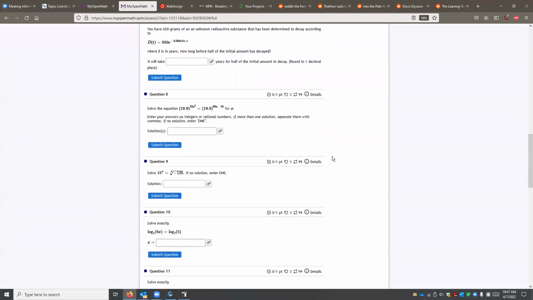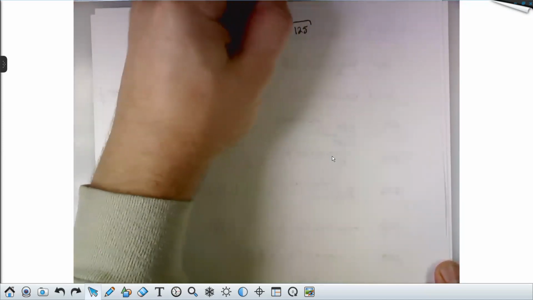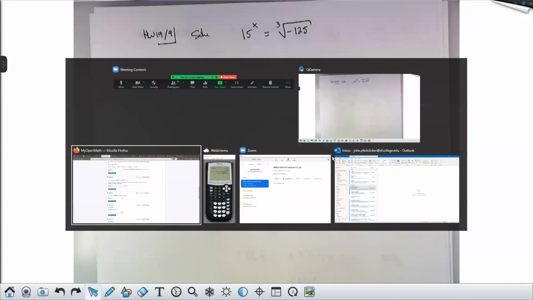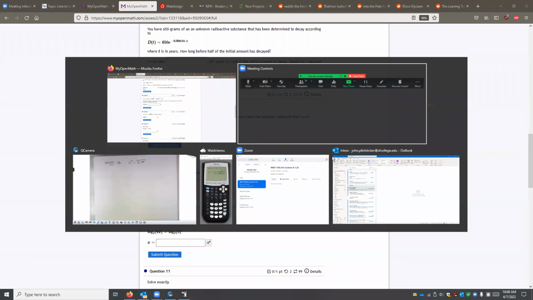Yeah, I thought about doing this one in class the other day. I thought this was a cute one. Because this is such a cute problem here, number 9, I would like to get a little bit of input from you guys. So we've got 15 to the x equals the cube root of negative 125. We want to solve. Did I write that correct? Yeah, okay.